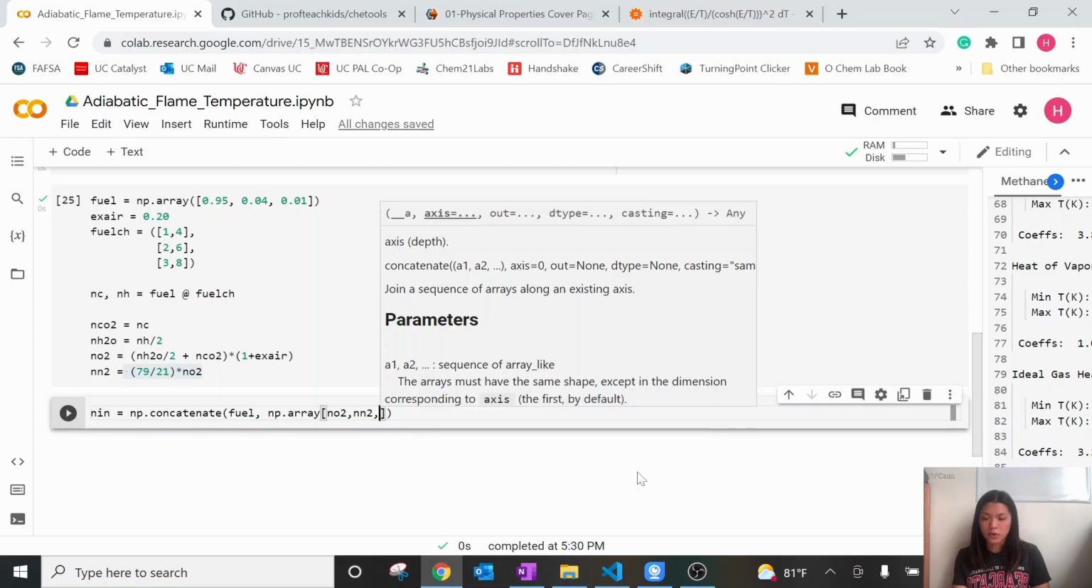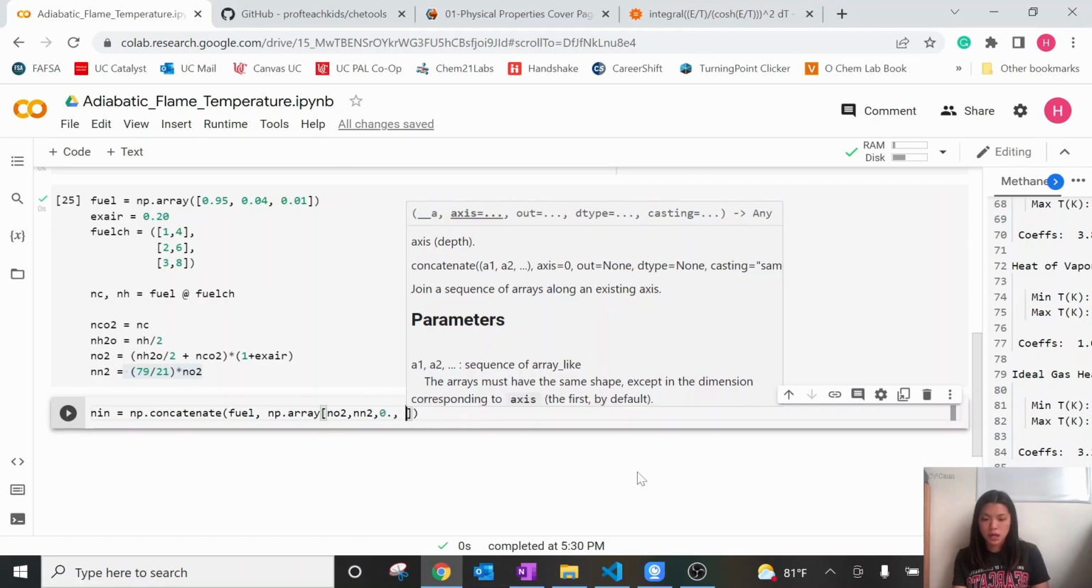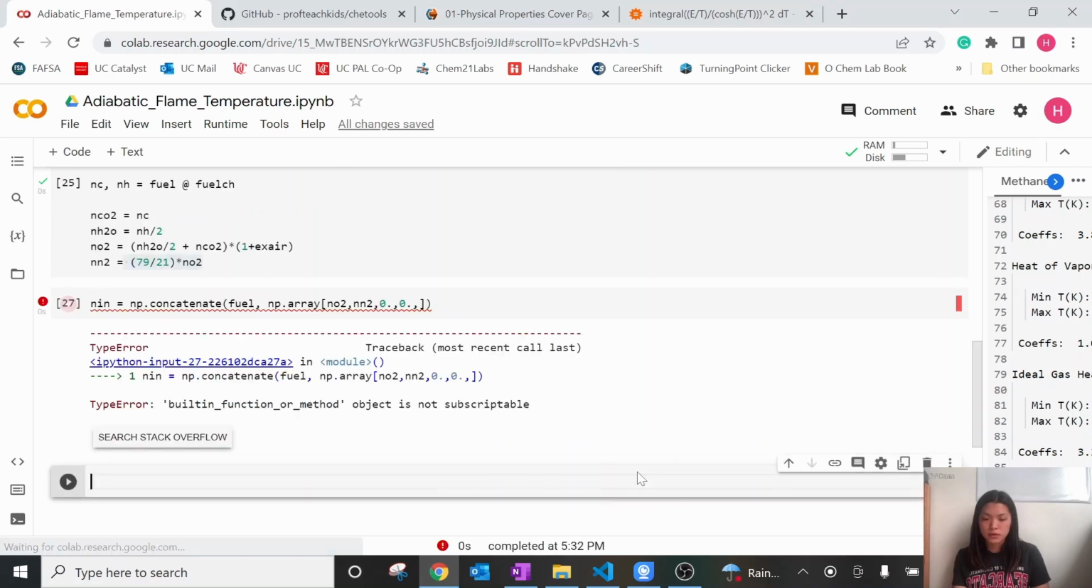And then as for the carbon dioxide, there's none going in, and there is no water going in. And then shift enter.